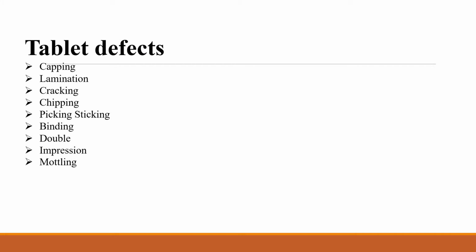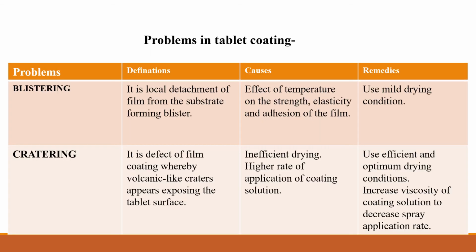Next, coming to some tablet defects like capping, lamination, cracking, chipping, picking, sticking, binding, double impression, mottling. Next, these are some problems that are created during coating of tablets. First is blistering, second is cratering.